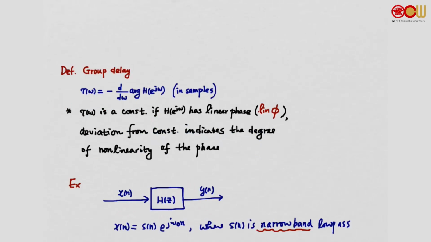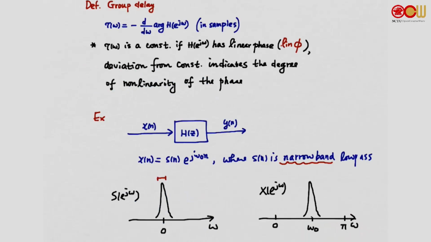To see the kind of role group delay plays, we will look at one particular example. In this example, we have an LTI system H, and we have an input x[n]. The input is the product of s[n] and an exponential. This s[n] is a very narrowband, low pass signal. In the frequency domain, that's what S looks like. It's very narrowband and low pass, concentrated around 0 frequency.